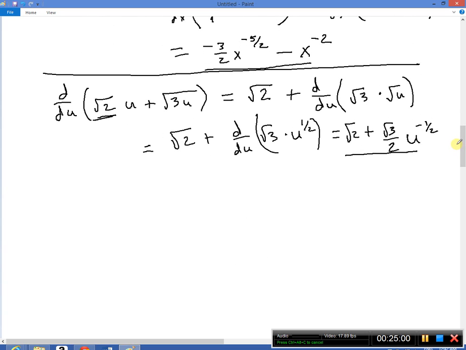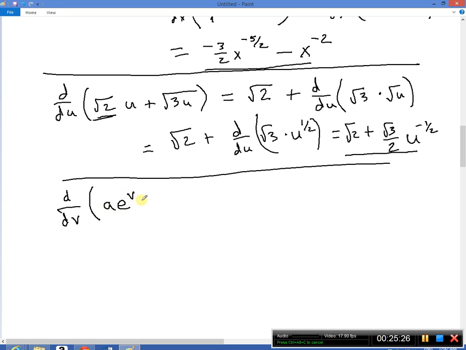One more with funny letters in them. Let's say we wanted the derivative of something with respect to v, the instantaneous rate of change relative to v of a e to the v plus b over v plus c over v squared.